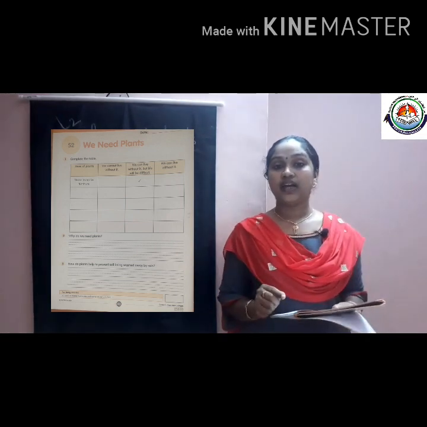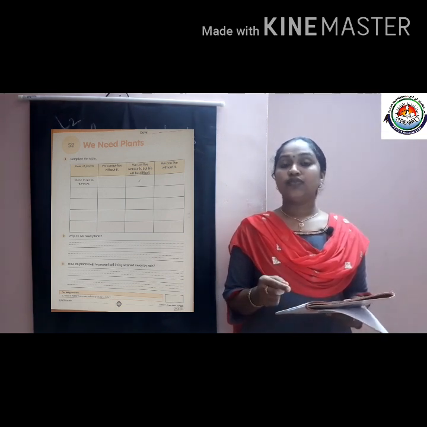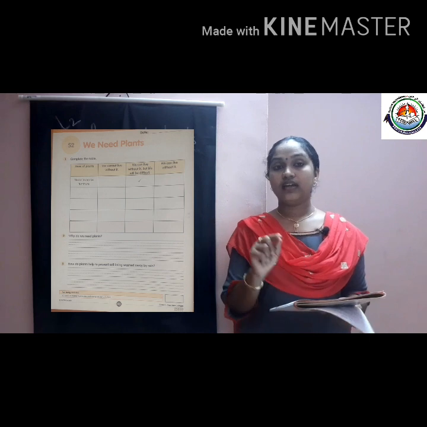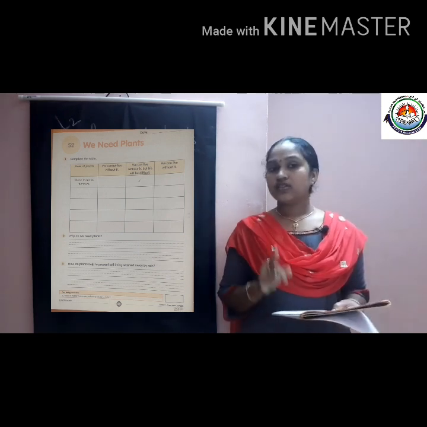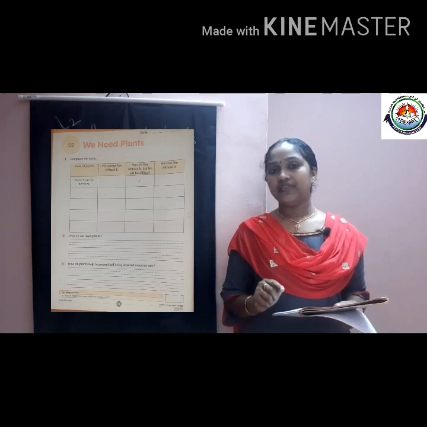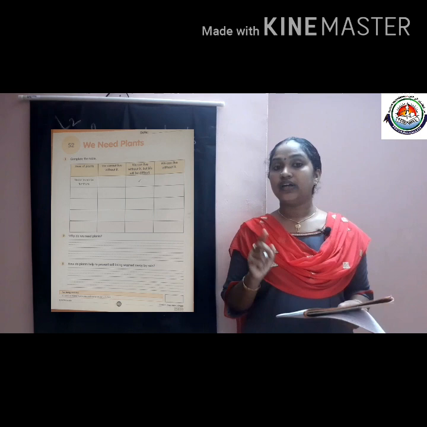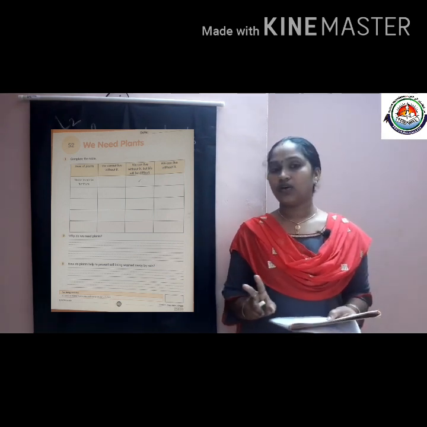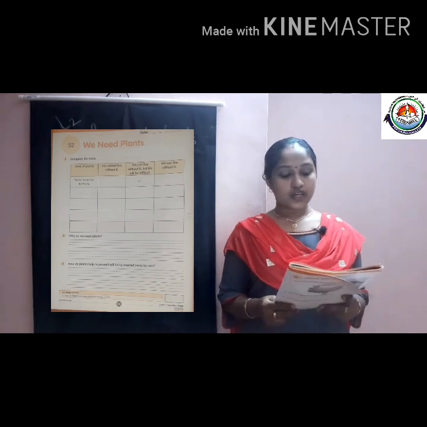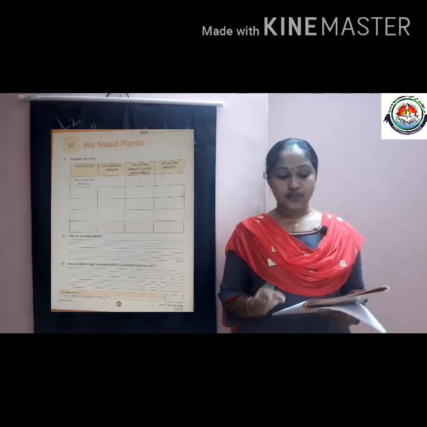First, you have to write the use of plants in the first column. If that use is very important, you can tick in the first column. If it is not that much important, you can tick in the second column, and in the last column, if that use is not important at all, we can tick in the last column. Understood? Okay.